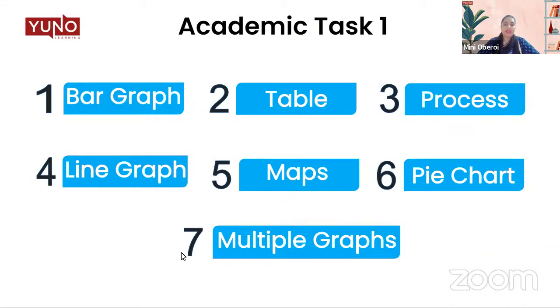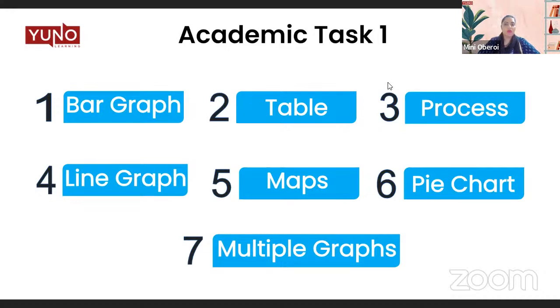Now, in IELTS, we can get any one out of these 7 questions or 7 visual inputs: a bar graph, a table, a process depicted through a diagram, the step-by-step process, line graph, map, the pie chart, and the multiple graphs. So multiple graphs can be like a combination, right? A bar graph and a line graph together, or it can be a line graph with a pie chart. So we can expect anything there.